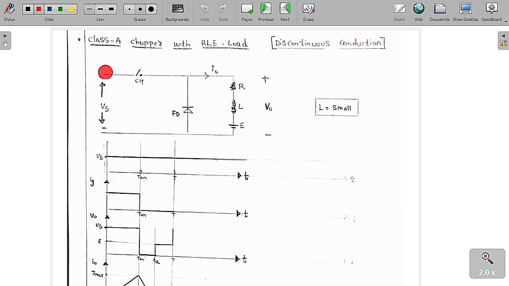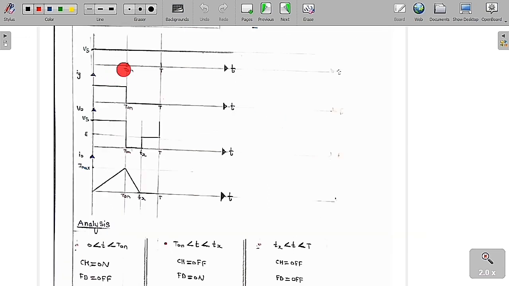Now we are going to discuss the class A chopper with RLE load in discontinuous conduction. In the previous case, we studied the class A chopper with RLE load for continuous conduction, but here we discuss the same circuit, only with discontinuous conduction, meaning the value of the inductor in the load is very small. Because of that, discontinuous conduction is present in the output current. The same circuit has the chopper, freewheeling diode, voltage source, and RLE load. This is the output voltage, plus or minus V0. Now you can say clearly that the supply voltage is always constant.